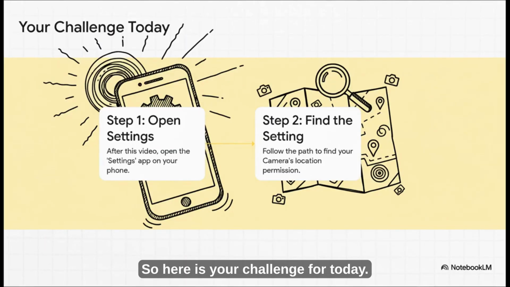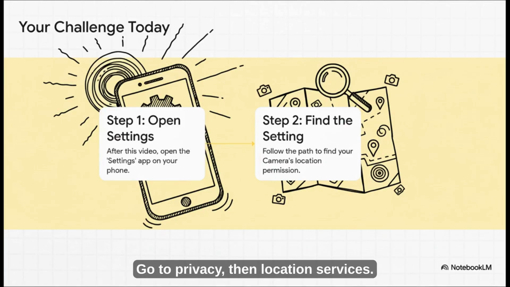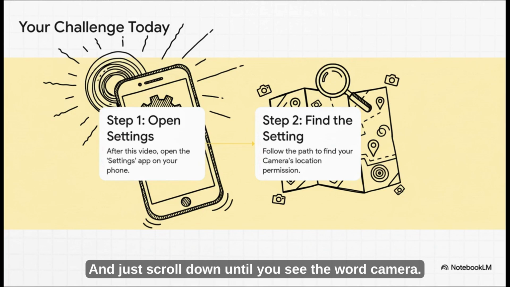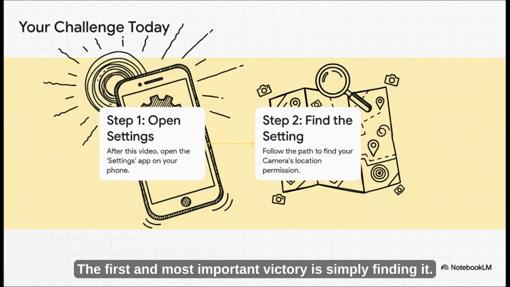So here is your challenge for today. Please don't put this off. As soon as we're finished, pick up your phone, open that little gear icon for the Settings app, and just follow the path we talked about. Go to Privacy, then Location Services, and just scroll down until you see the word camera. You don't even have to change it right away if you're not ready. The first and most important victory is simply finding it, because that proves you know where the control is, and that awareness is the first step to total control.